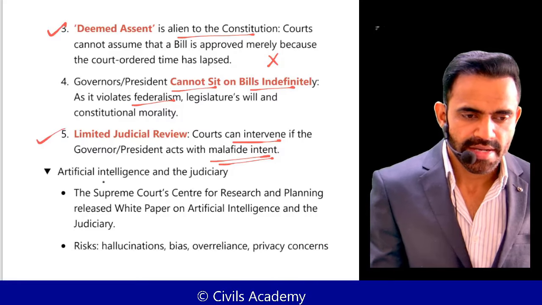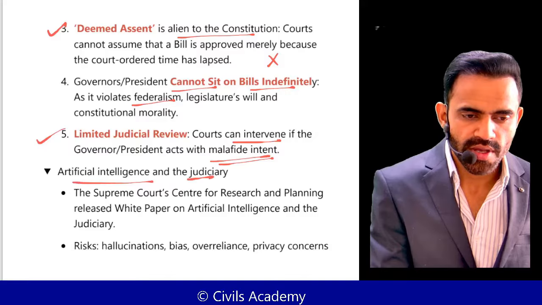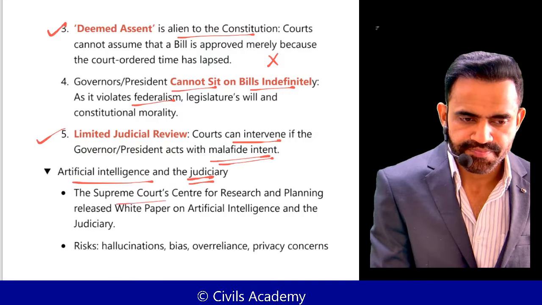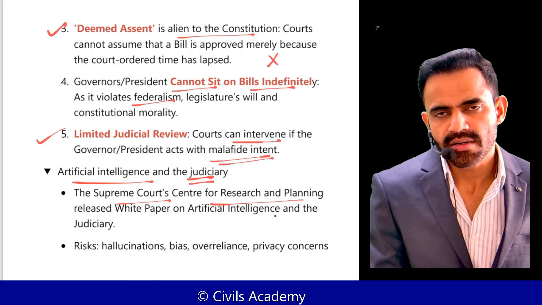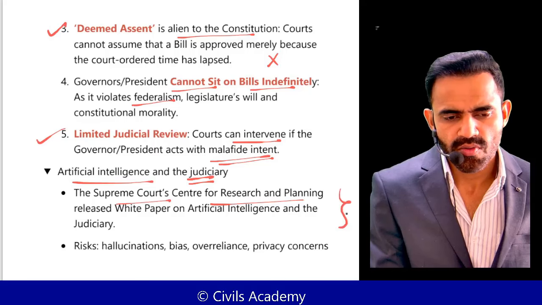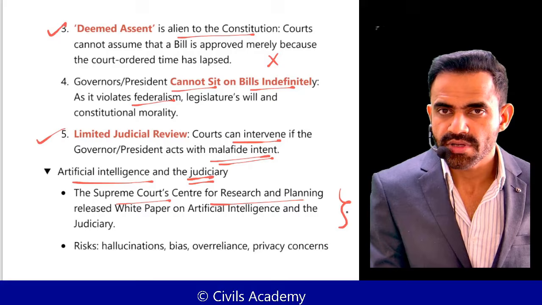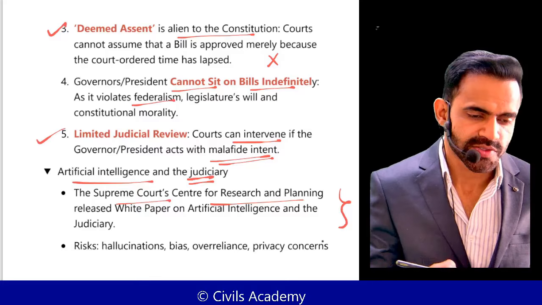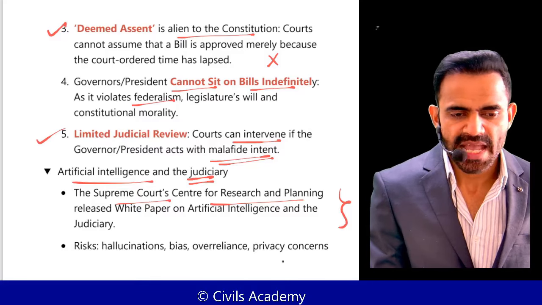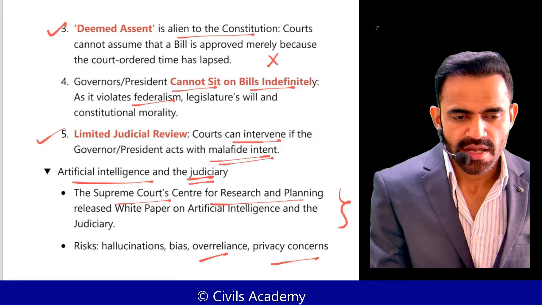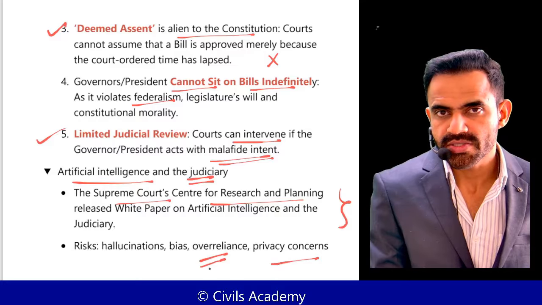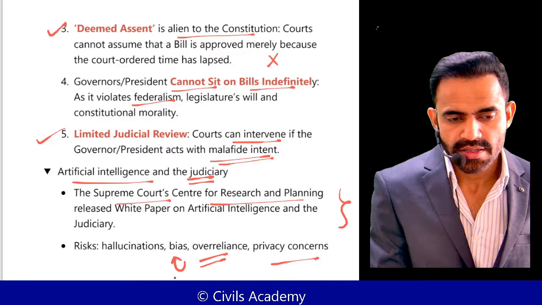Okay. Next is related to the use of AI in the judiciary. So recently, a report was released by the Supreme Court Centre for Research and Planning. Understand again, very low possibility to ask a question in prelims. In mains, of course, it can be asked. So I'm going to explain it from that perspective. First is, as we have said, that the use of AI has privacy risk. Too much dependency on AI is not good because there is bias.